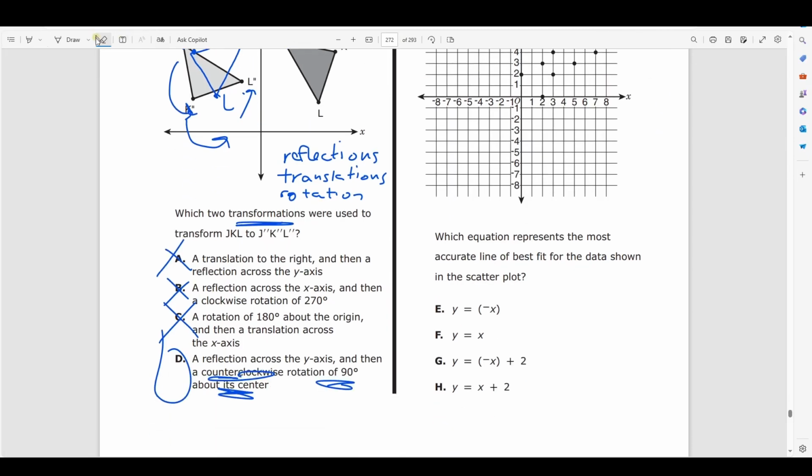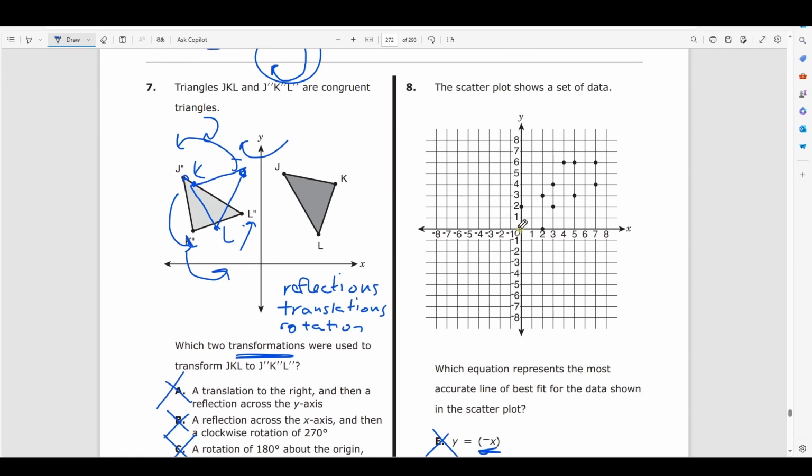So automatically I can eliminate choices E and G because they have negative x. Why can't I have negative x? Because negative x looks something like this. This has all the points on one side of the graph, right? There's no points on this side of the line, right? Which means that it's a bad line of best fit because it doesn't capture the same amount of points on both sides. The same thing goes for negative x plus 2. That just means it looks something like this. You have negative x and then you move it 2 units up. Once again, all my points are on one side and not the other.